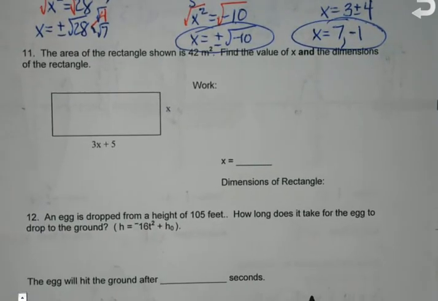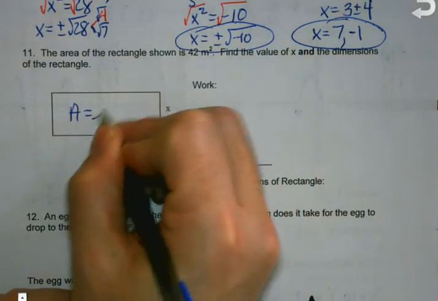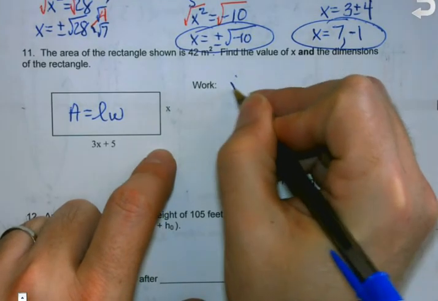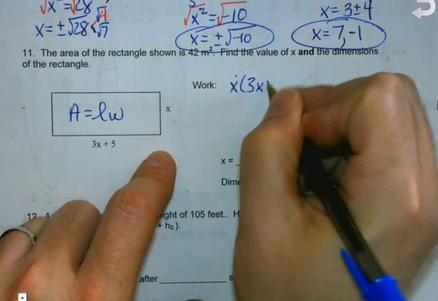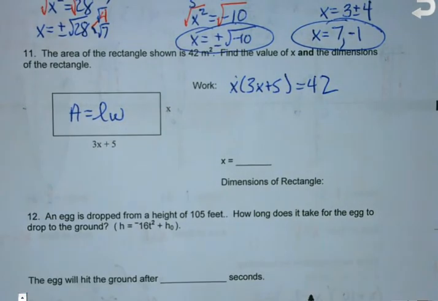Move down a little. The area of the rectangle shown is 42 square meters. Find the value of x in the dimensions of the rectangle. How do I find the area of a rectangle? Length times width. So, or width times length, either way, equals the area. So we actually have to come up with the problem this time.